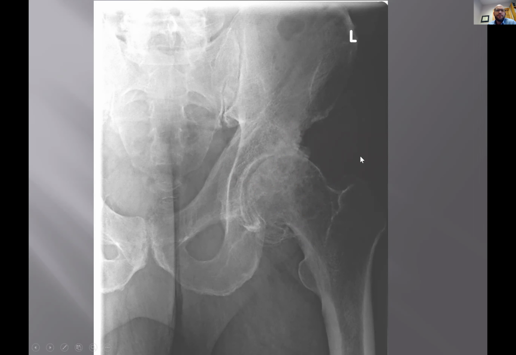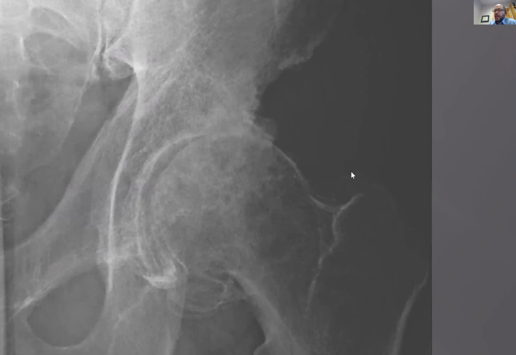Other thoughts that would create lucencies in the hip? Myeloma, yeah, punched out lesions from multiple myeloma, or yeah, metastatic disease. All right, what can cause mixed sclerosis, lucency, fragmentation, and collapse of the femoral head? Chandler's disease. Good, good. Avascular necrosis. Yes, AVN. And here's the deal on this case.